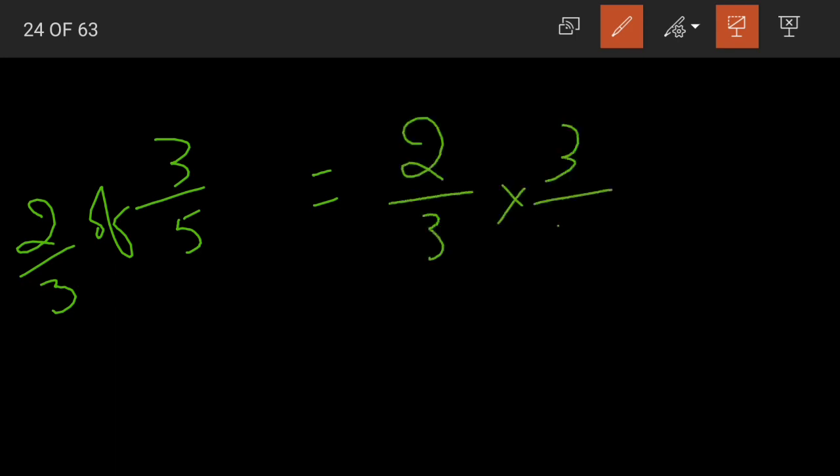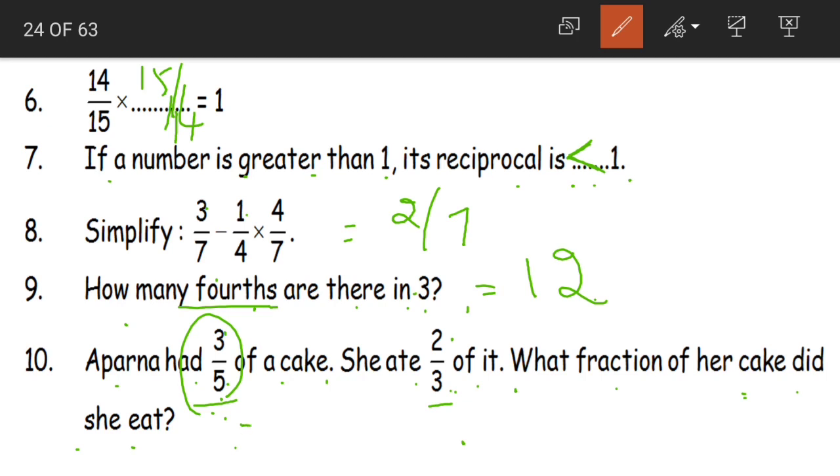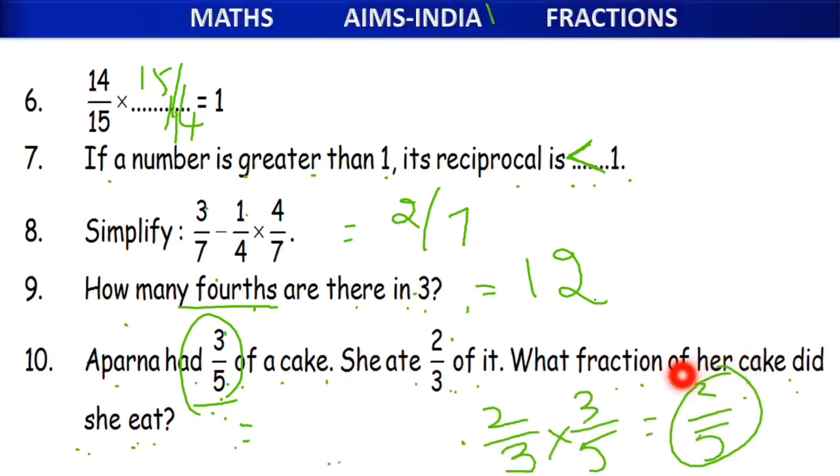2 by 3 of 3 by 5. How will we find out? We'll multiply. Yes, 2 by 3 into 3 by 5. 3 ones are 3, get cancelled. What are we left with? 2 ones are 2 and 1 fives are 5. So she ate 2 by 5th. From the fraction, what fraction of her cake did she eat? She ate 2 by 5 of the cake.